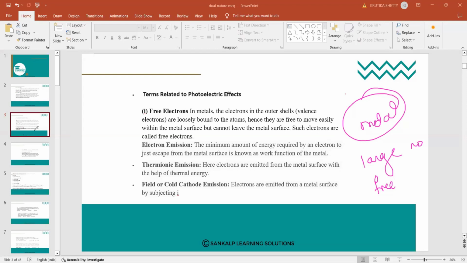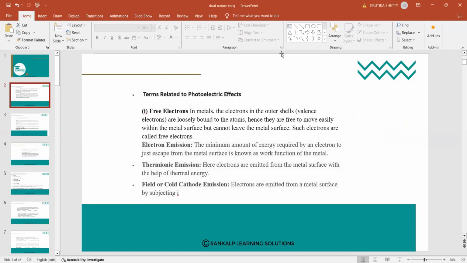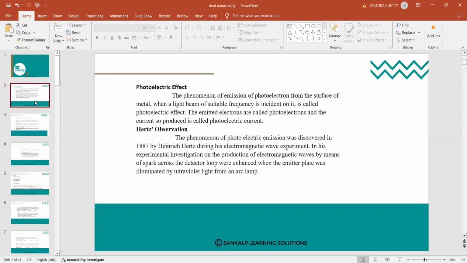Next we will discuss what we mean by the photoelectric effect, and why this chapter is named dual nature of matter and radiation, that also we will see. So first, let us define the photoelectric effect, then we can go for the experiment. See, what is the photoelectric effect? The phenomenon of emission of photoelectrons from the surface of the metal. So the photoelectric effect is nothing but photo emission. What we just saw, we are elaborating it in a sentence.